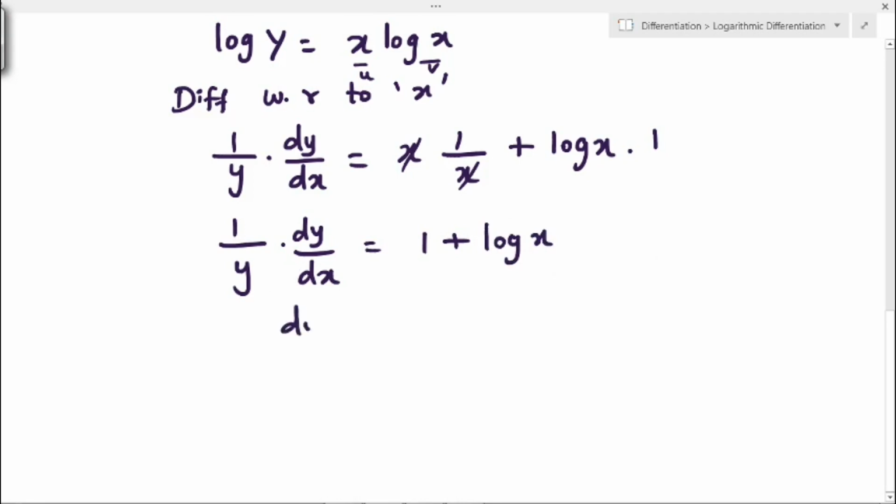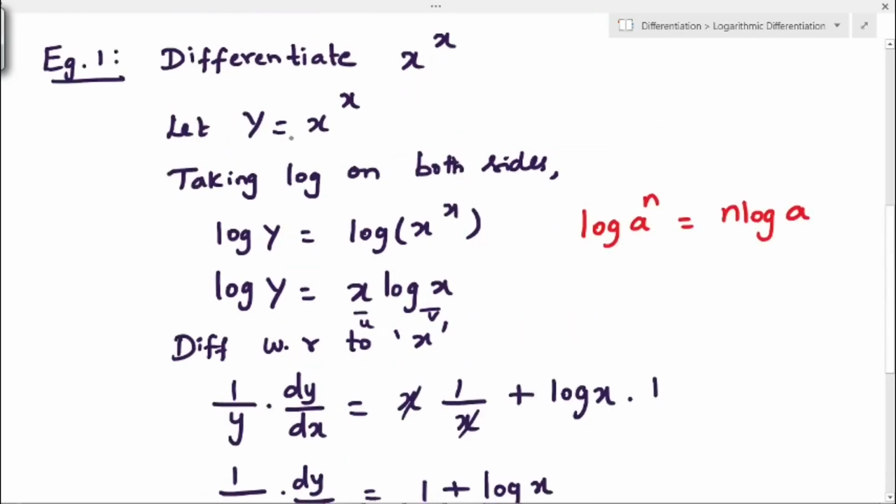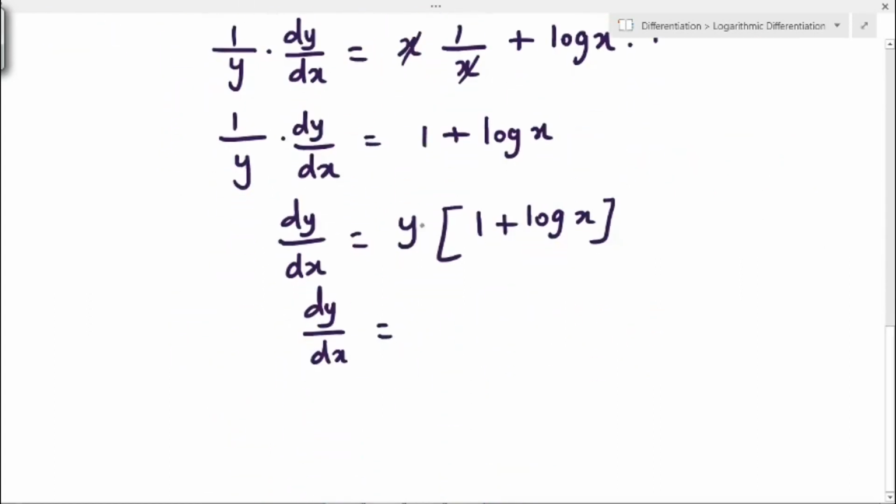We want only dy by dx, so I am taking this 1 by y to the other side. Here we have 1 divided by y. If you take this to the other side, it will become multiplication. So dy by dx equal to y into 1 plus log x. What is y? We assumed y equal to x to the power x. So we have to substitute y as x power x. So that is x power x into 1 plus log x.